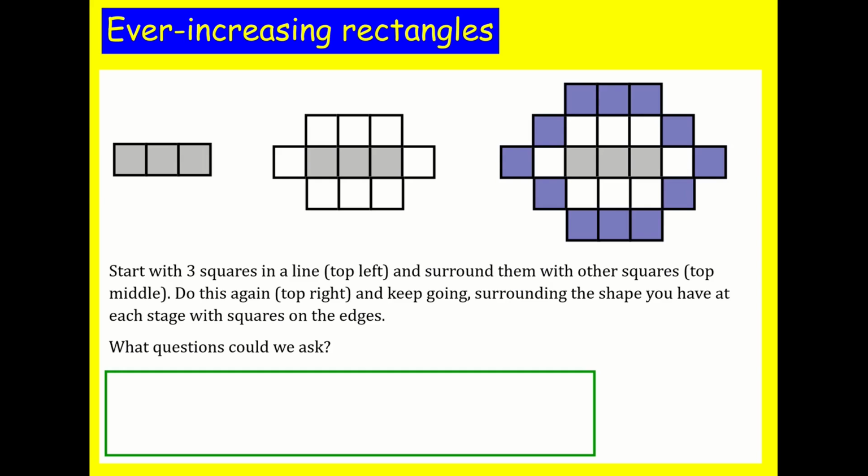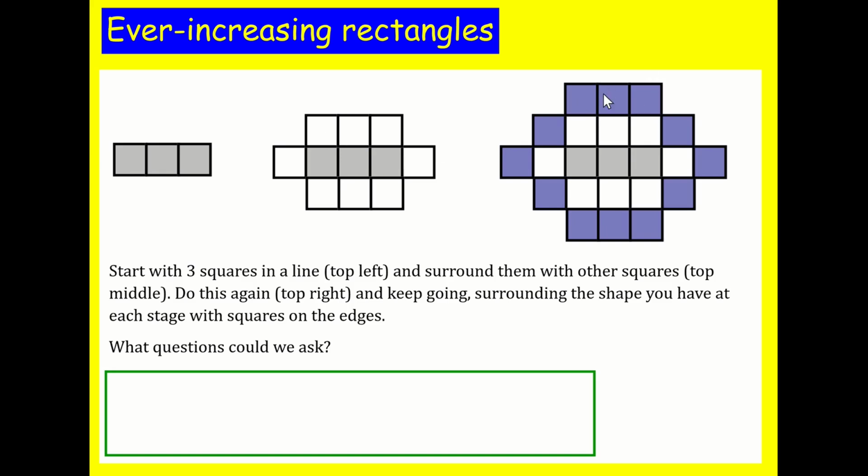Today we're going to look at an open-ended investigation called ever-increasing rectangles. So we start out with a rectangle, and then the process is to surround it with other squares. So we've got the top, the bottom, the right and the left. And I know we no longer have a rectangle, but we started out with a rectangle and then it's kind of increasing in size. What we then do after that is do the same again.